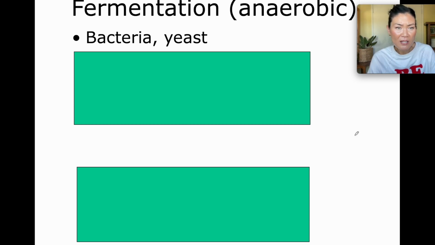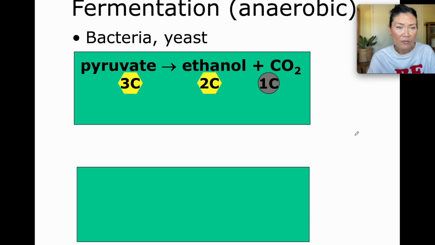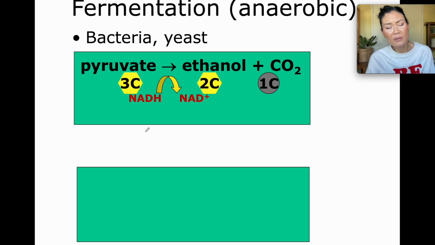Bacteria and yeast are organisms that can take the pyruvate, which is a 3-carbon compound, and make ethanol alcohol and carbon dioxide as a waste product. Something really important to recognize here is that pyruvate turns into ethanol when it loses a carbon, in the form of carbon dioxide, but also the pyruvate is going to become reduced.